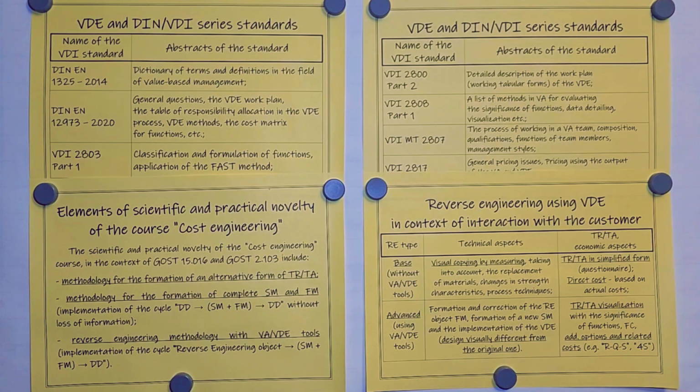In terms of visual similarity to the original reverse engineering object, advanced reverse engineering also has a number of advantages due to the fact that after adjusting the functional and structural model and subsequent formation of a design engineering documentation set based on them, the new object has less visual similarity to the original object. A number of practical cases of Block 2 will be devoted to the topic of reverse engineering with value analysis tools.